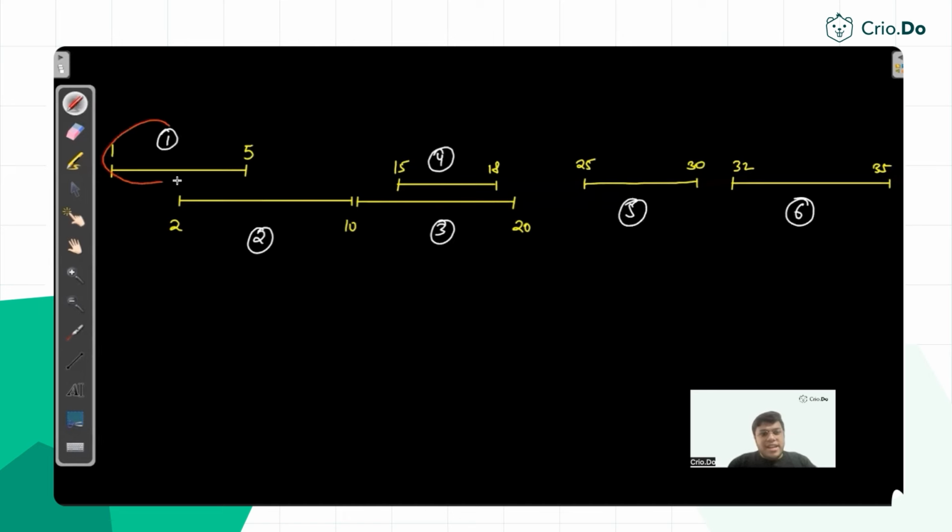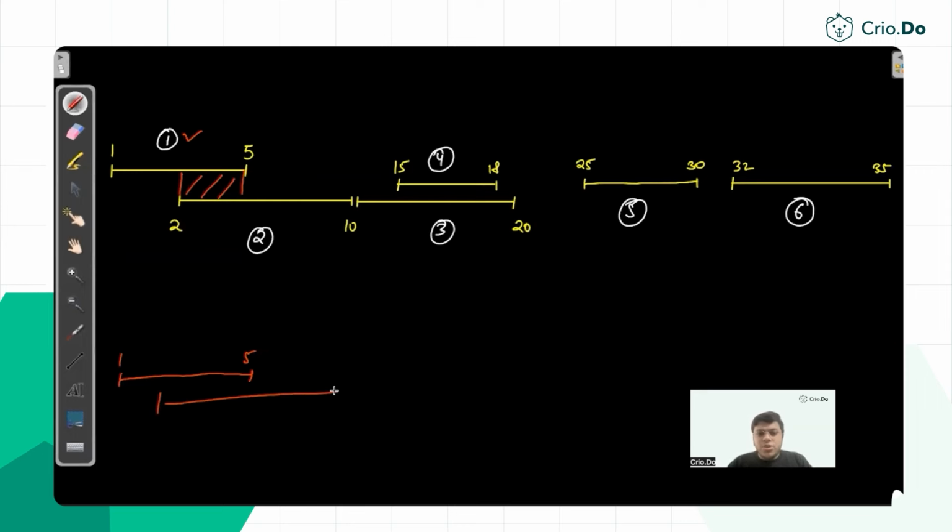So first interval, should we take it or should we merge it with any other interval? There is no interval in the output. So the first interval we can take as it is. That is, from 1 to 5, we will take it as it is. Done. Second one, it is starting at 2. What is the last interval in the output? It was ending at 5. If the last interval was ending at 5, and the current interval is starting at 2, it means there is an overlap. And if there is overlap, they should get merged.